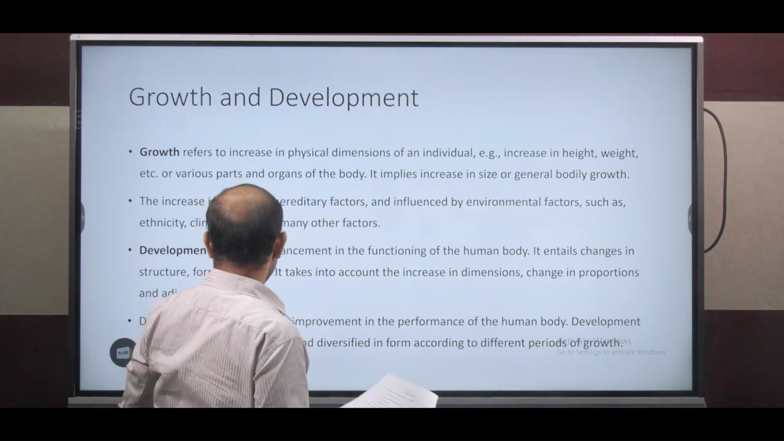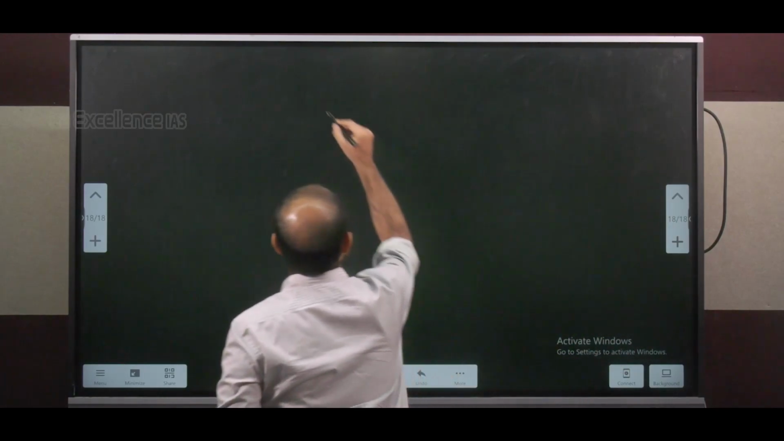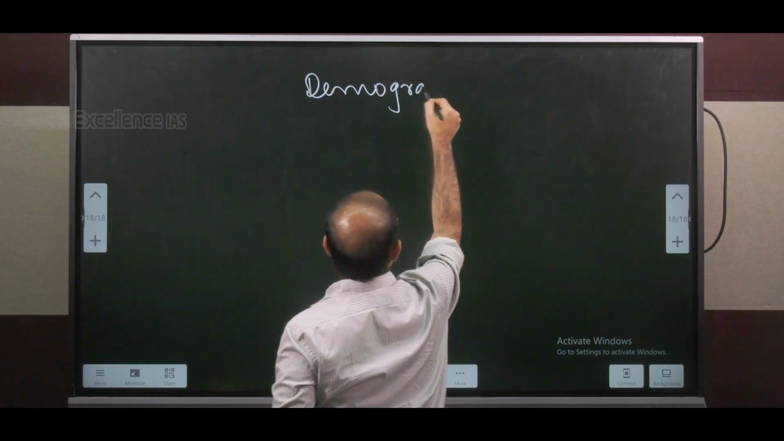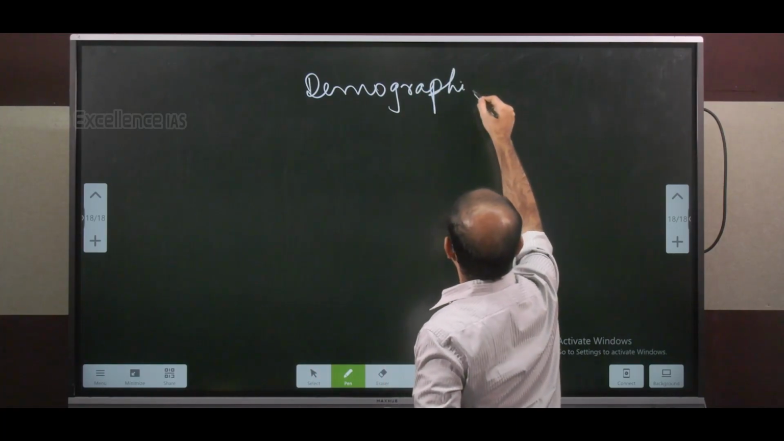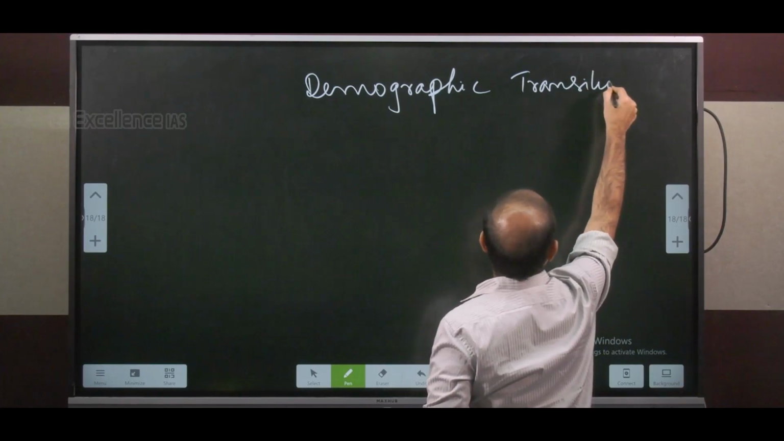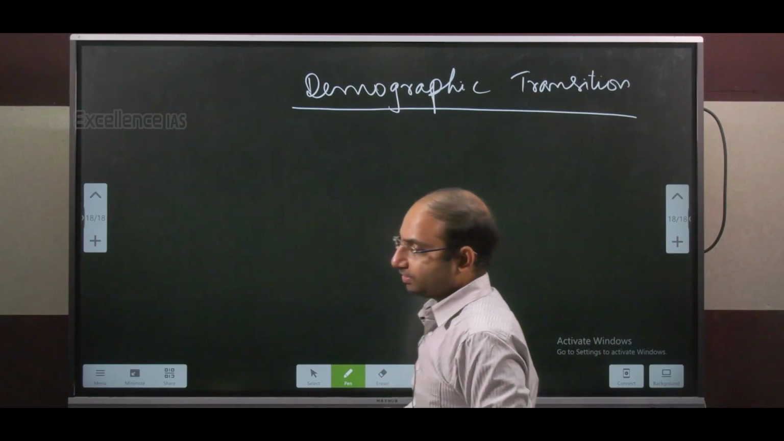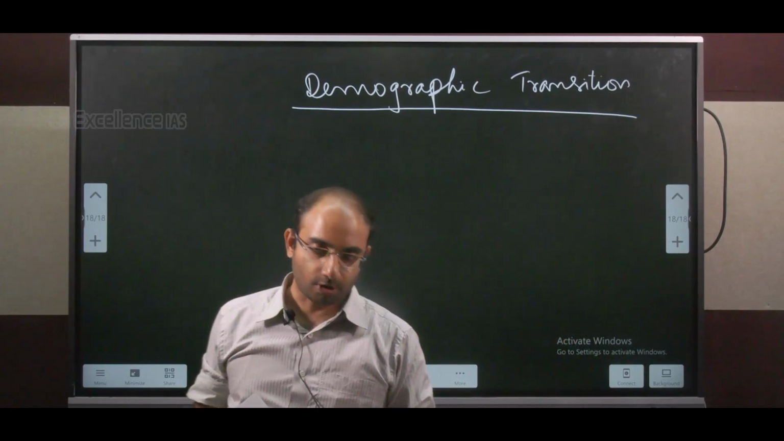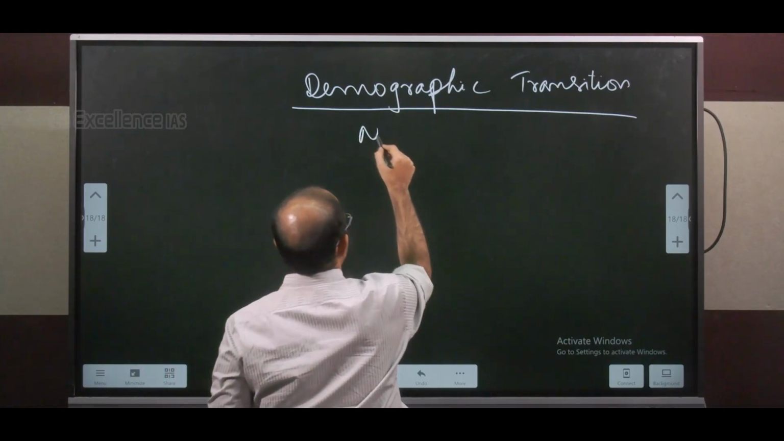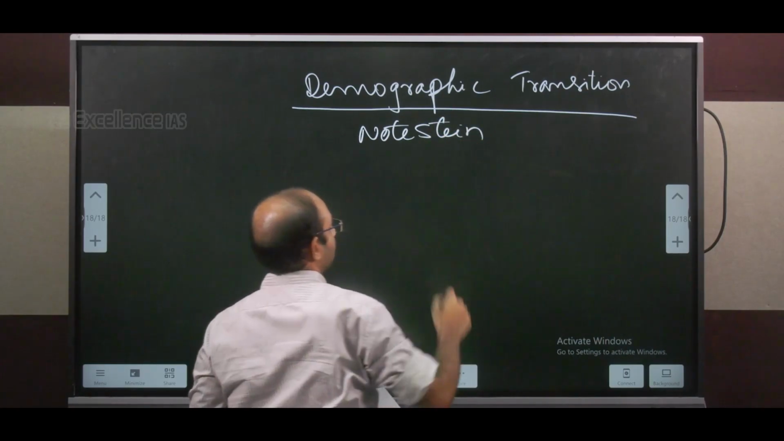Next question is about demographic transition. This is a very important theory to explain the size and structure of population. So you can begin your intro by saying that this is a very important theory that explains how population growth happens, and this theory is generally attributed to Notestein. Notestein is the person to whom this theory is attributed.